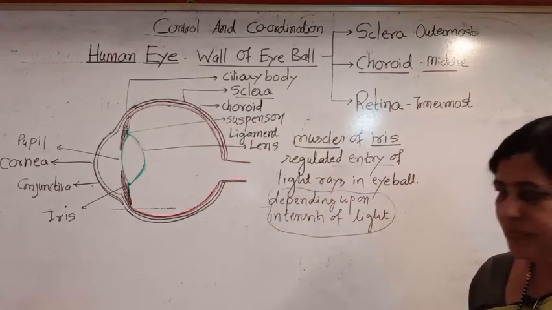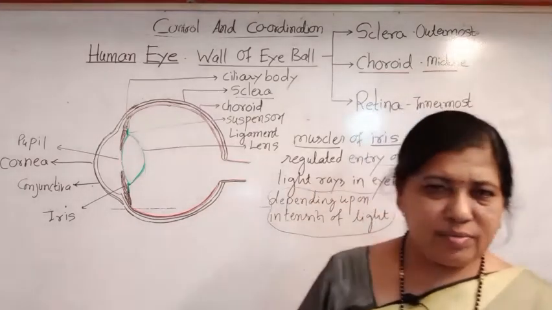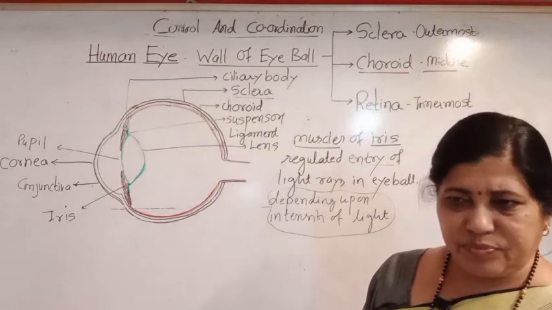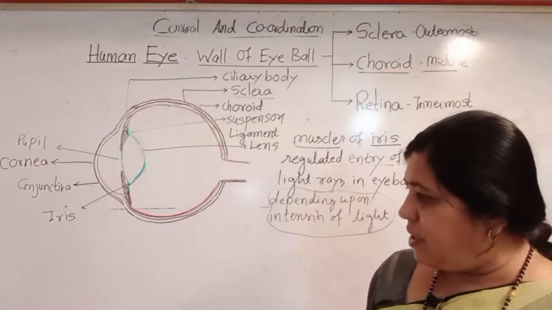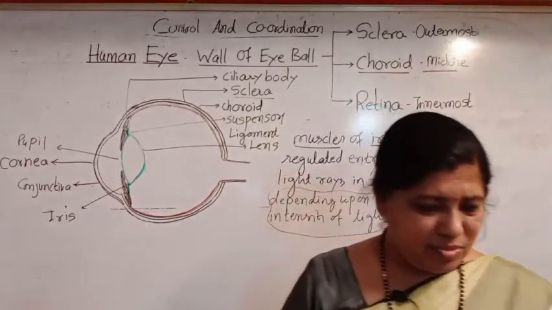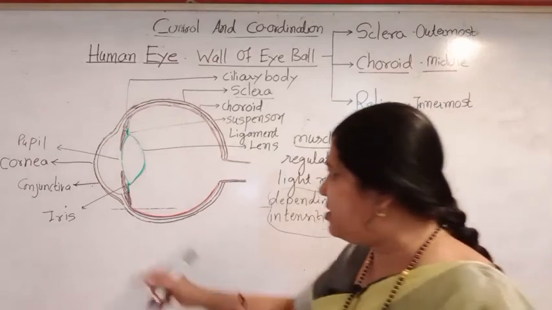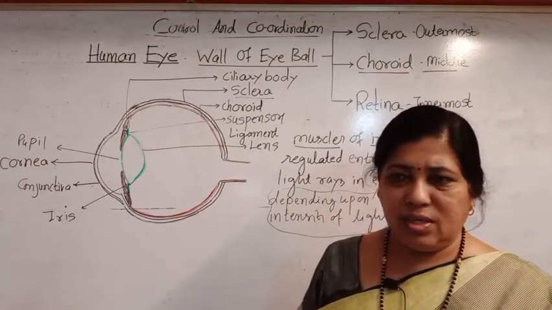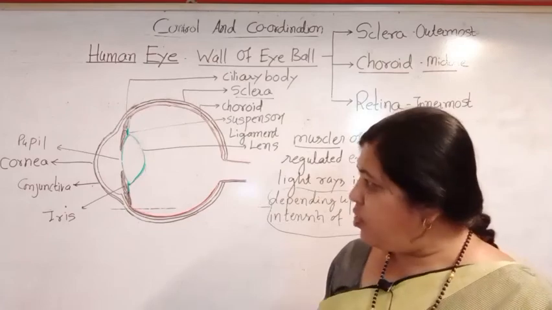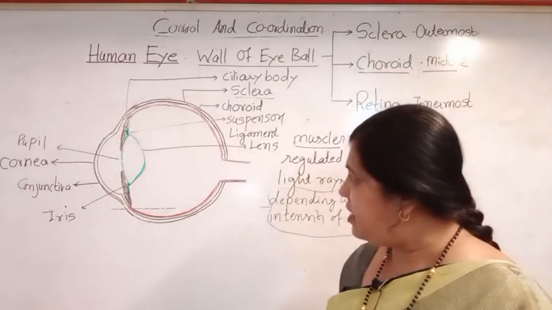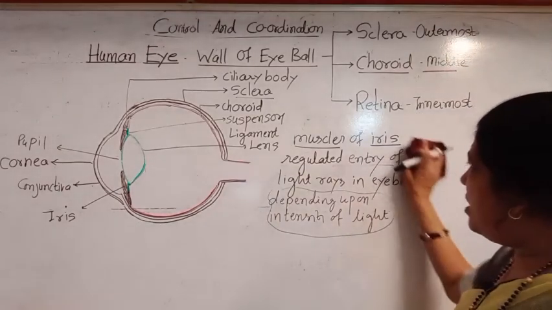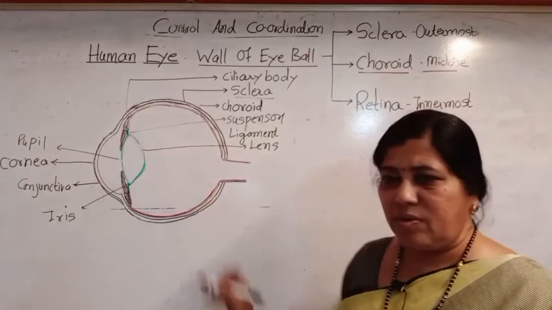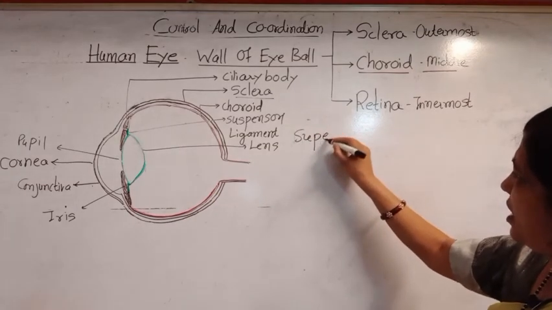If the intensity of light is more, then pupil will be contracted. If intensity of light is less, meaning the light is dim and objects are not visible clearly, in such conditions pupil is dilated. So muscles of iris control the shape of pupil. Any difficulty? Then about suspensory ligament and muscles of ciliary body. What is the function of suspensory ligament?